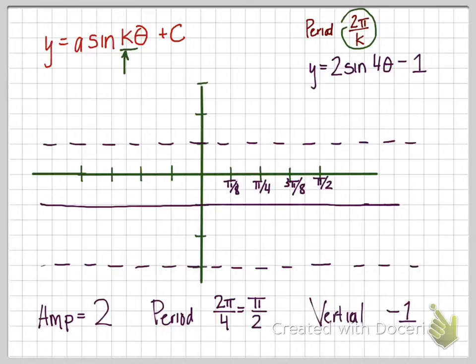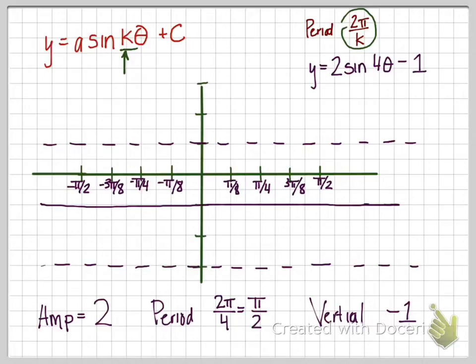Now I'm just going to replicate what I already labeled in the positive x direction. I've got negative pi over 2, negative 3 pi over 8, negative pi over 4, and negative pi over 8. They're negative though. And then now all I have to do is graph. I know that my sine curve begins.